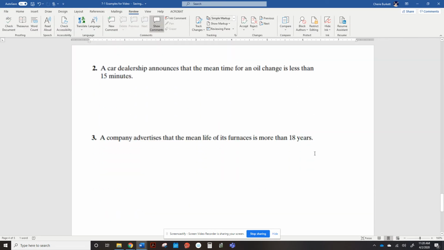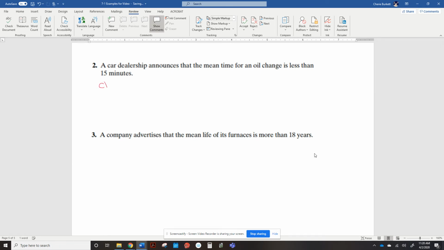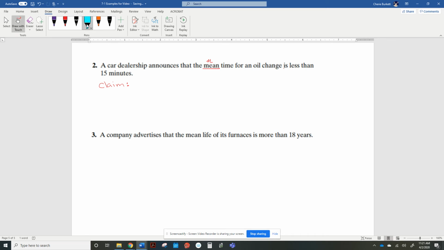Let's go down to this one. Here's the claim. My claim is the mean for an oil change is less than 15 minutes. Okay, so mu, there's my symbol, is less than, that's this symbol right here, 15 minutes. All right, does this statement, does the claim right here contain equality? It does not contain equality. It says it's less than 15 minutes.